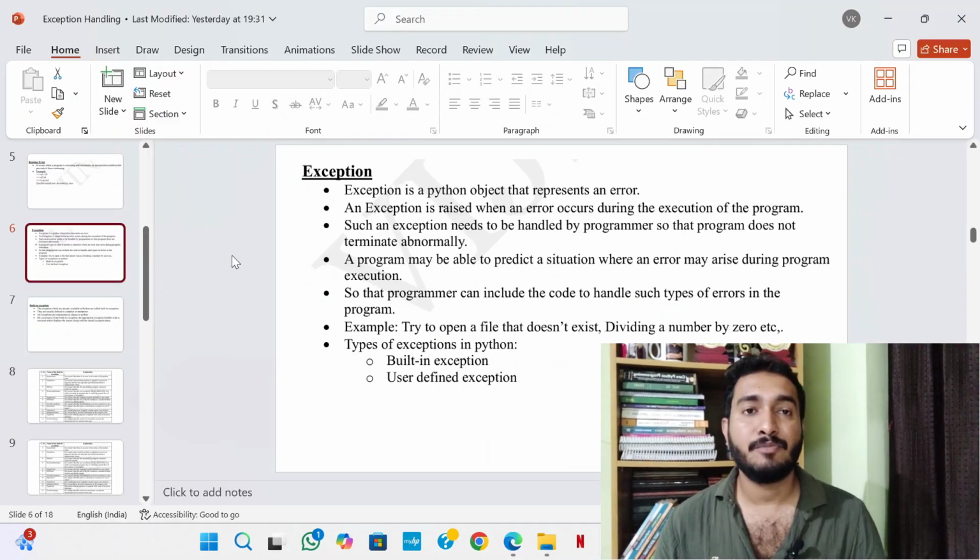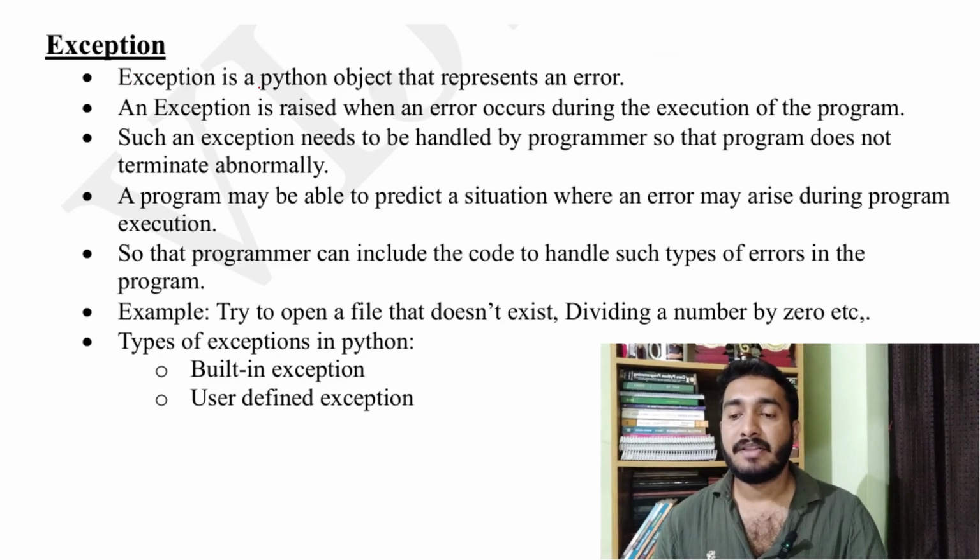So let's see the textbook definition for exception. An exception is a Python object that represents an error. An exception is raised when an error occurs during the execution of the program. Such an exception needs to be handled by the programmer so that the program does not terminate abnormally.